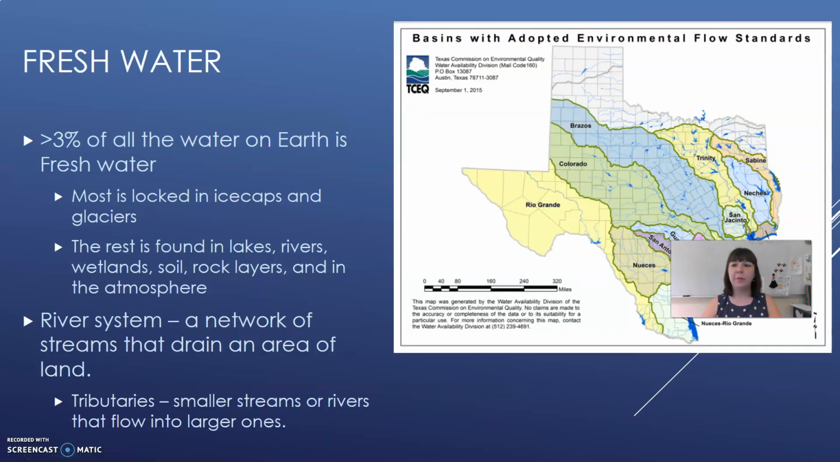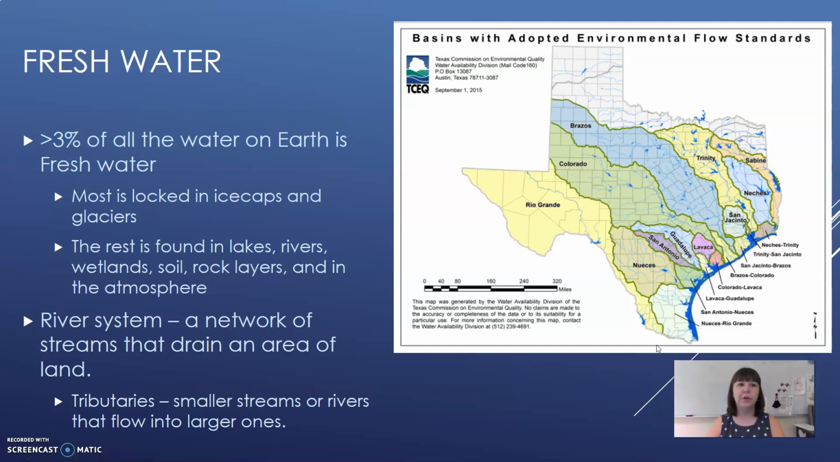All right, so let's talk a little bit about freshwater. So only about 3% of all the water on Earth is fresh water. Most of the water on Earth is locked in our oceans and has a high salinity. Only about 3% is freshwater, which is usable to us. Most of that 3% is locked in ice caps and glaciers. So the rest of it, the stuff that we can use, is found in lakes, rivers, wetlands, in the soil, in the rock layers, and in the atmosphere. That's the freshwater that's usable to us.